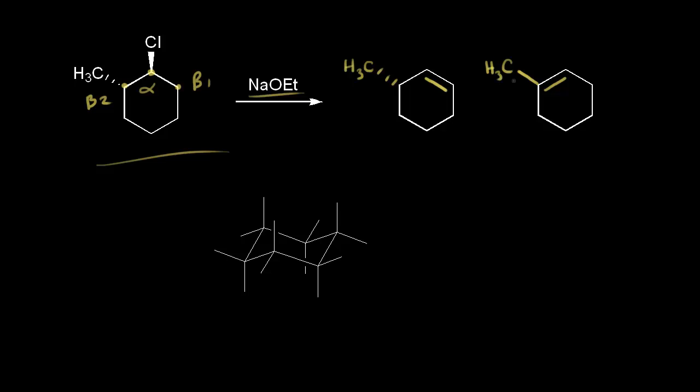But when you actually think about chair conformations, you'll realize that you would not make this product. So this product is not observed. So you would only get this one. And let's look at why.